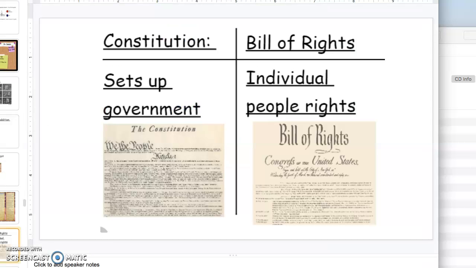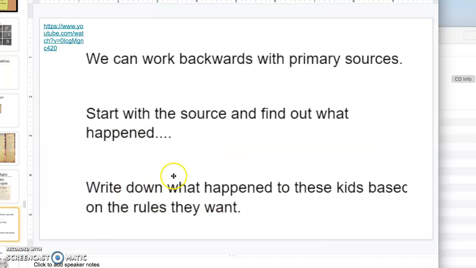All right. So when we look at primary sources, we can look backwards through time to find out what was happening at the time through primary sources.